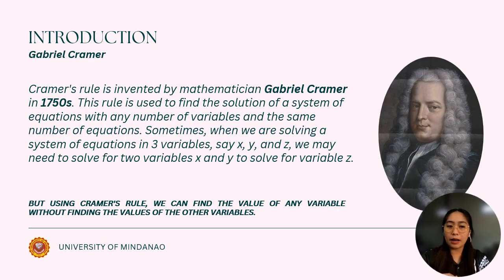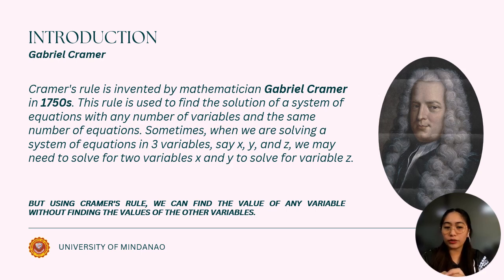So to introduce the topic, Cramer's rule was invented by mathematician Gabriel Cramer in the 1750s. This rule is used to find the solution of a system of equations with any number of variables and the same number of equations. So here in the right part of the screen is Gabriel Cramer.